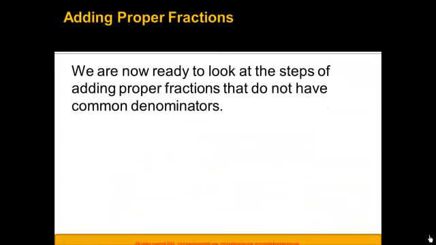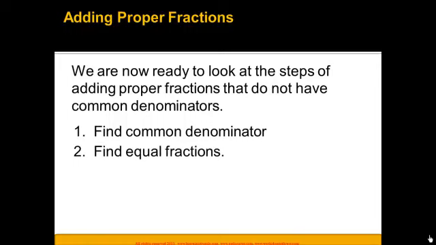Okay, we are now ready to look at the steps of adding proper fractions that do not start out with common denominators. And there's going to be 4 steps that we're going to briefly review in this slide. The first step is to look at the denominators, and if they are not the same, you want to find a common denominator. Next, you want to find equal fractions. After you find equal fractions, you want to add, and once you're done adding, you want to reduce.